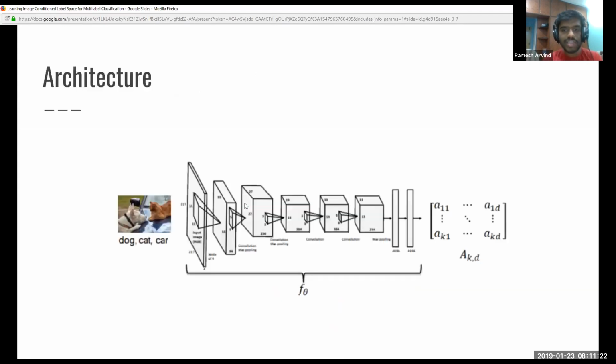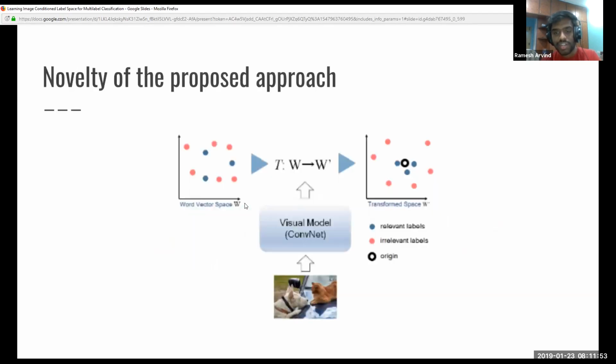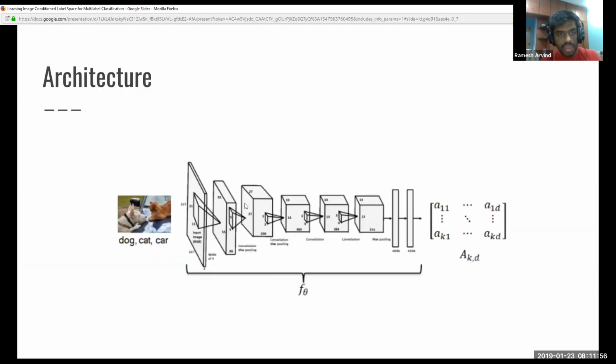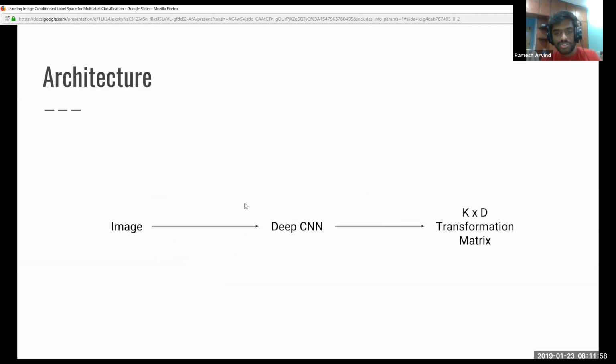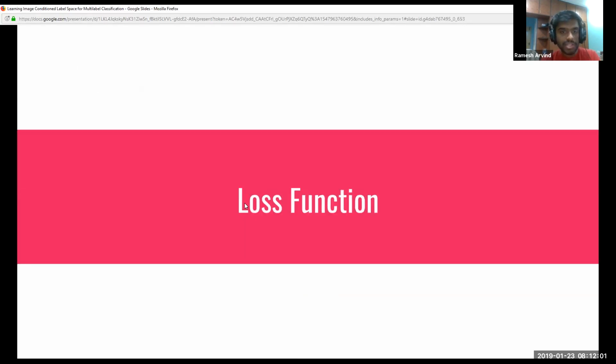So here's the CNN component of this whole architecture. You take the image, it's a standard deep CNN architecture, except in the last layer, you have a fully connected layer, but when you're calculating the loss function, you transform it into a matrix. This matrix is a K by D matrix, where D is the size of your word-to-vec dimensions, and K is the size of your projection matrix, which is the space you see on the right side. And yeah, you take the image, you pass it through the CNN, you get a K by D transformation matrix.